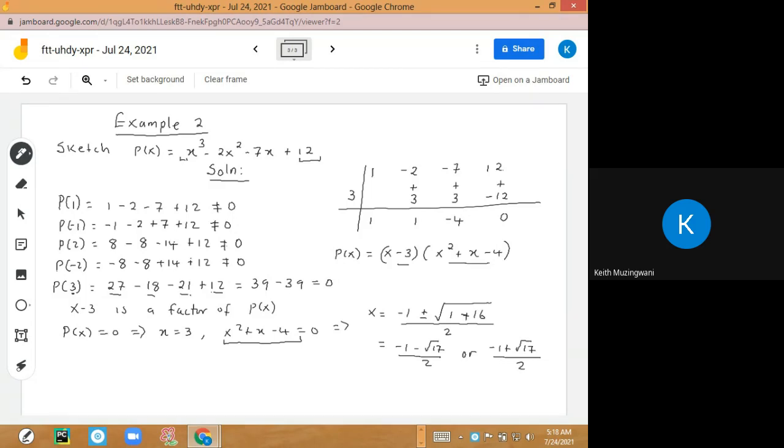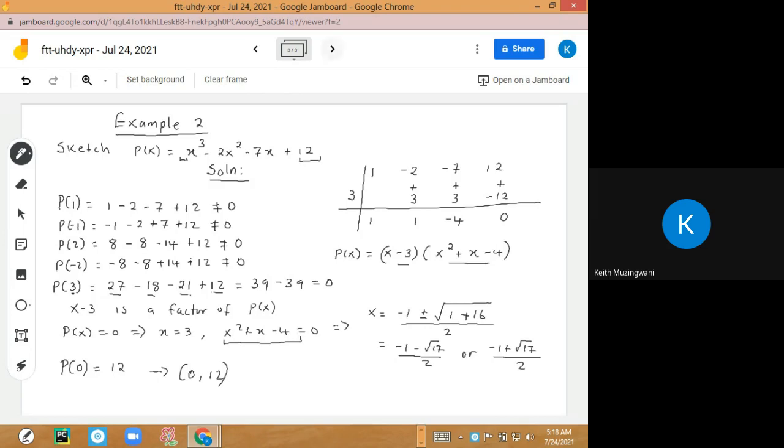Now root 17 minus 1 is still a positive number because the positive root of 16 is 4. So root of 17 is 4 point something. 4 point something minus 1 is 3 point something. And you divide by 2, so it will be 1 point something. That's a positive number. So let's get the y-intercept. Whenever it's x, you take 0, you get a constant 12. So the y-intercept is 0, 12. So we should be able to sketch now.